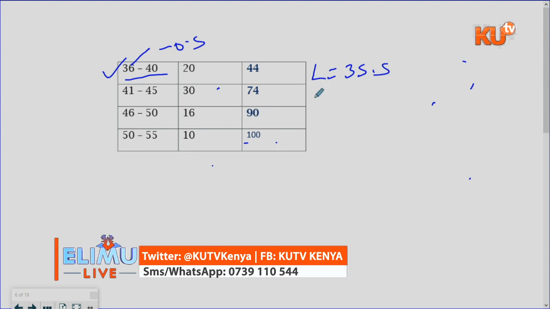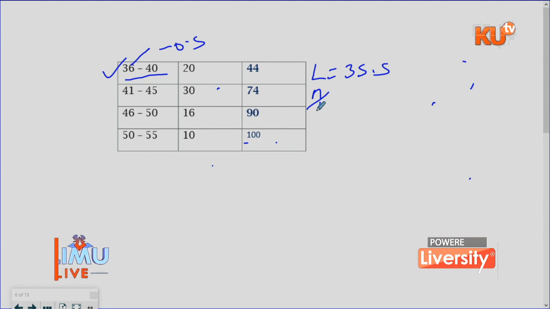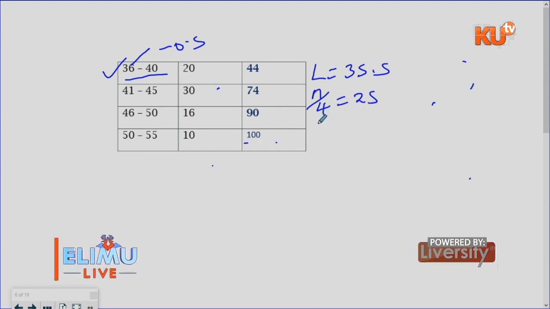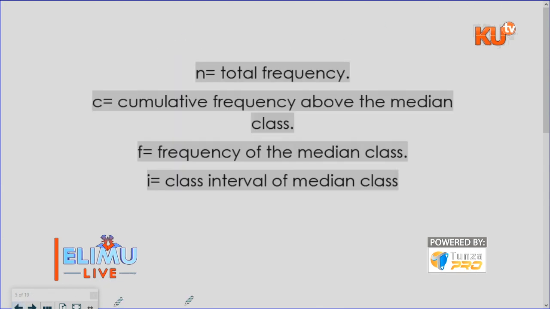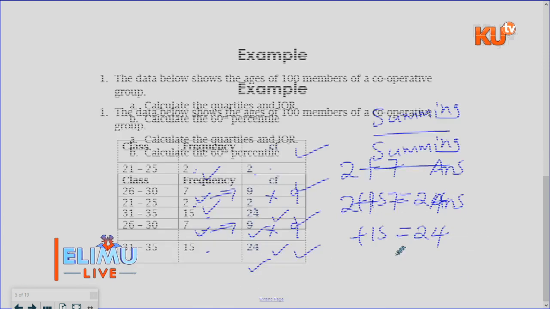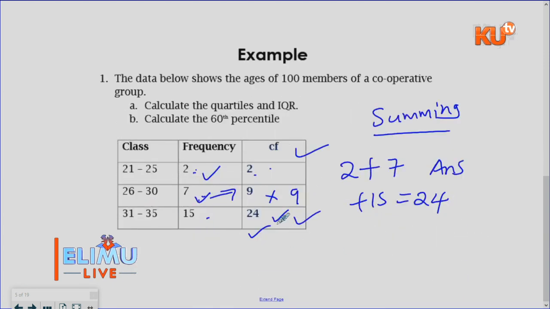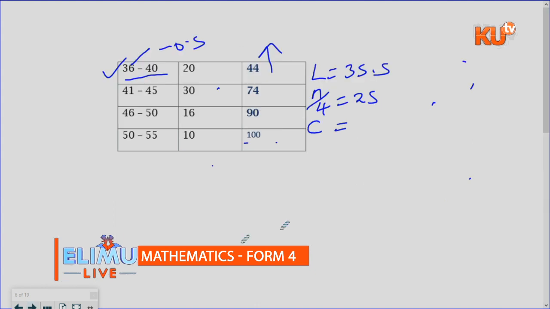Then what else do we need? We have already said N over 4 is 25. Our C is the cumulative frequency above, so whatever came before this class in our table, which should be 24. So our C is 24. We write here C equals 24.